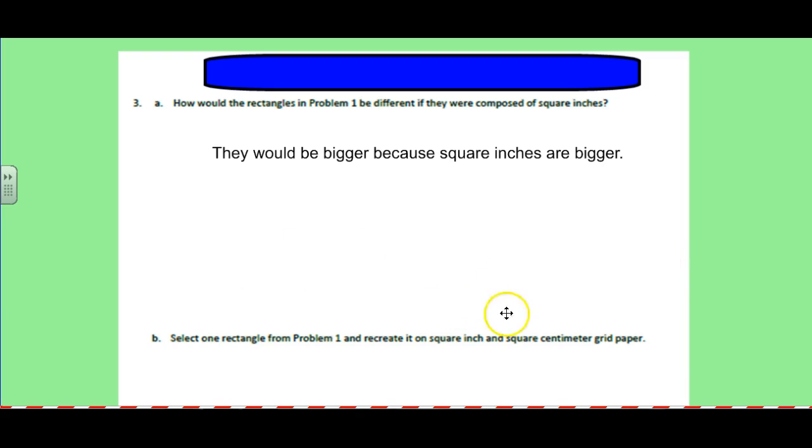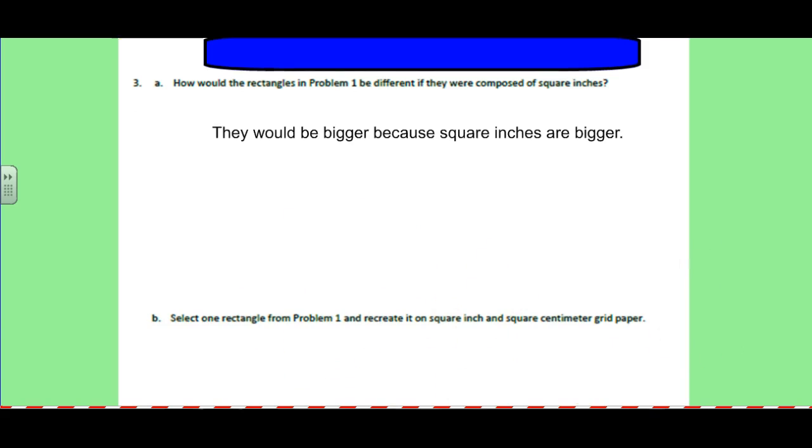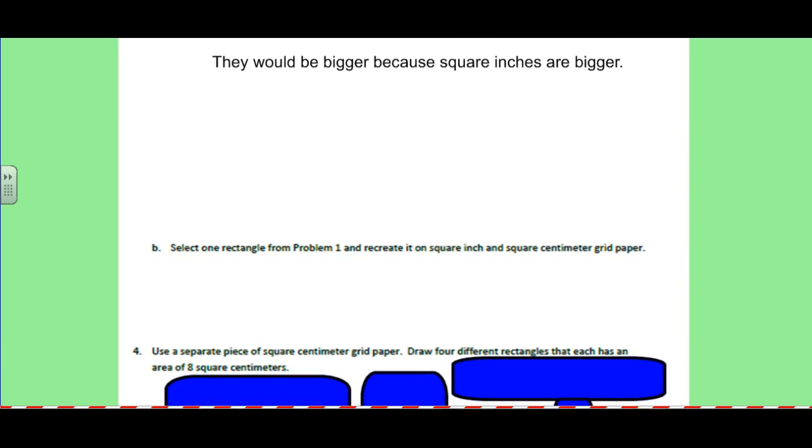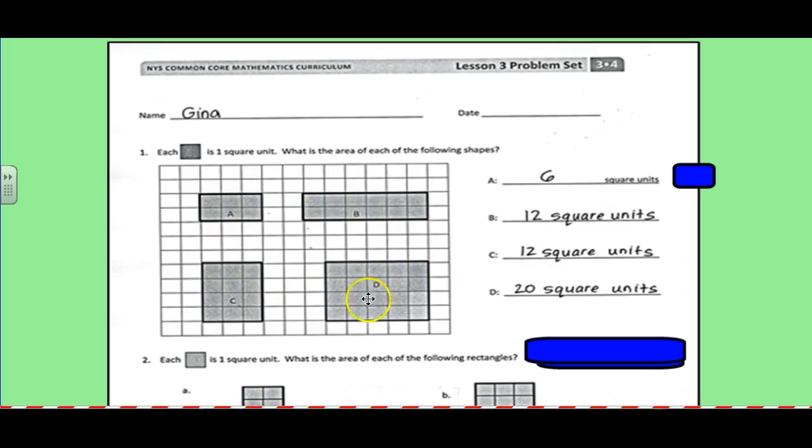I don't have the answer showing right here because I don't have the grid paper to put on here, but you need to compare it to these rectangles in problem 1 just to see if you have them correctly. Because if this has 2 rows, then the rectangles that you're drawing on your grid paper need to have 2 rows. If you're using C, since this has 4 rows, you need to make sure the one that you're drawing on your grid paper has 4 rows, and that they still have the same amount of squares. It's just you're working with square inches and square centimeters.